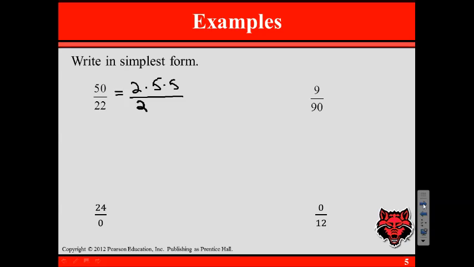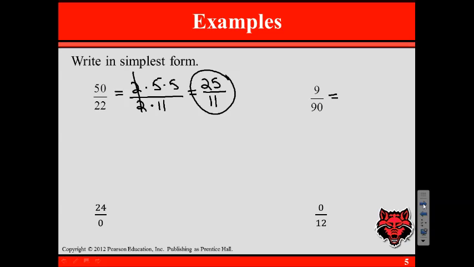22 is 2 times 11. Now we see that the numerator and denominator have 2's in common. Cross out the 2's. Multiply the factors that remain. 5 times 5 is 25. We're left with just 11 in the denominator, so 25 over 11. And that is 50 over 22 written in simplest form.